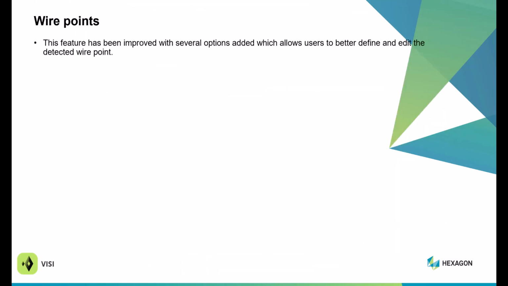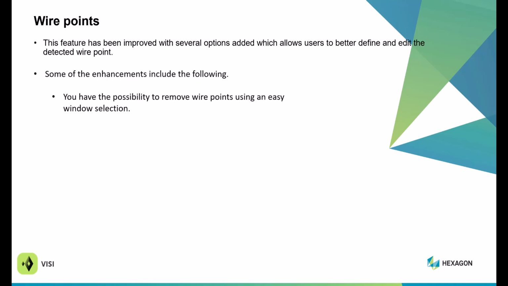So now we're going to talk about the wire points options. This feature has been improved with several enhancements, such as better defining the points and editing detected wire points. Some of the enhancements include the following. You have the possibility to remove wire points using an easy window selection. You have a save part as function to allow you to save the wire points as linked.